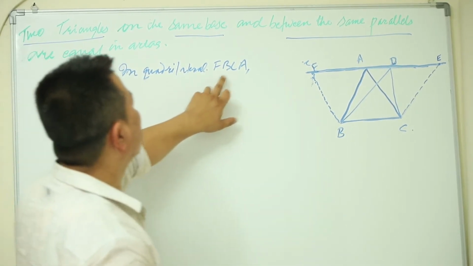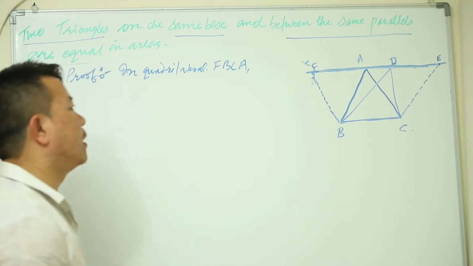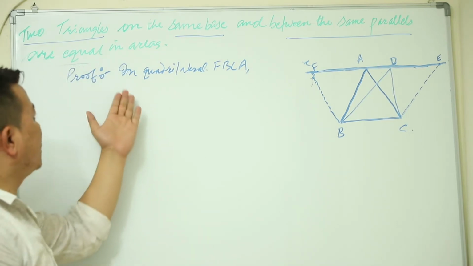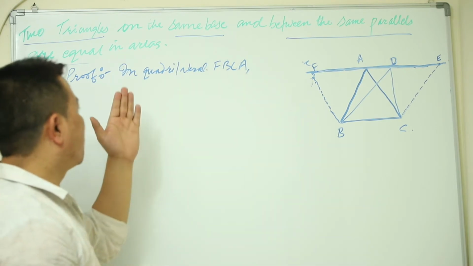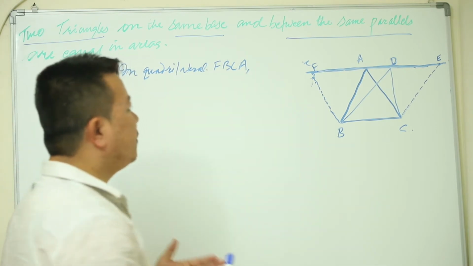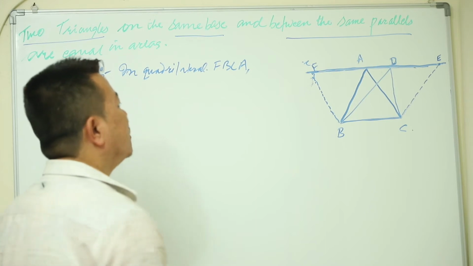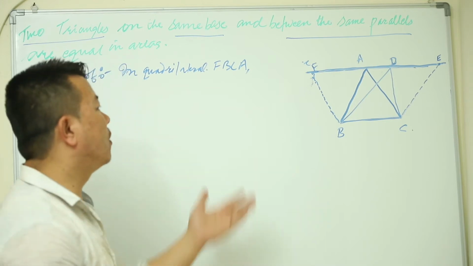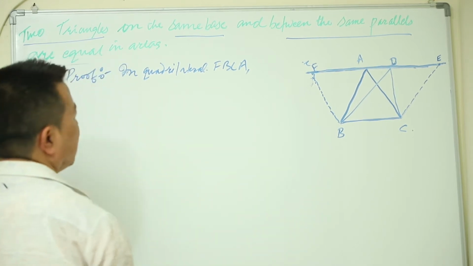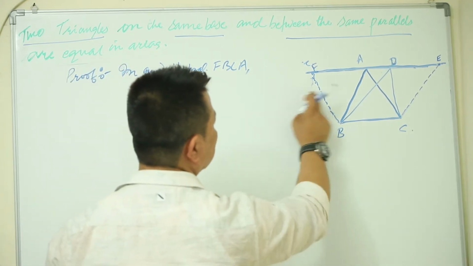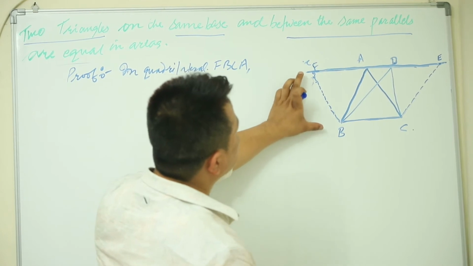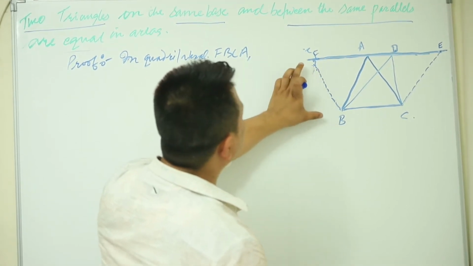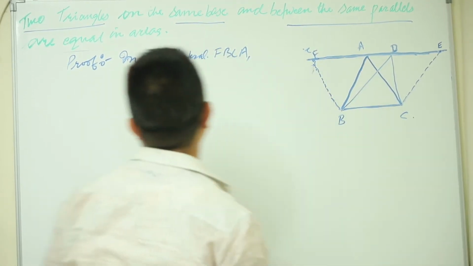Now, in quadrilateral FBCA, what are the properties of a parallelogram? Now it is a quadrilateral. We have not yet proved that this is a parallelogram. So the property of a parallelogram is if the opposite pair of sides are equal and parallel, they are called a parallelogram. Now let's check it. Now here, in quadrilateral FBCA, we can write FB is parallel to AC.